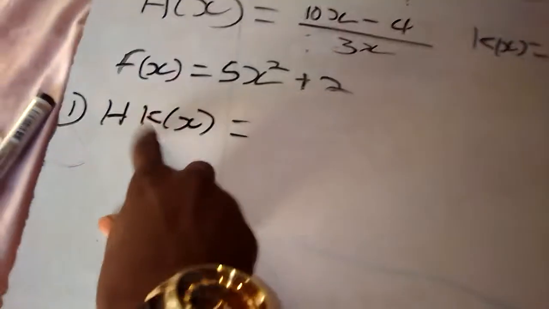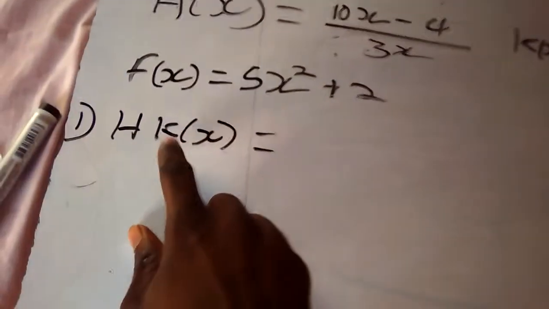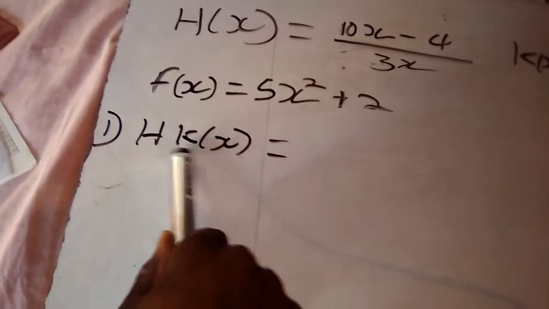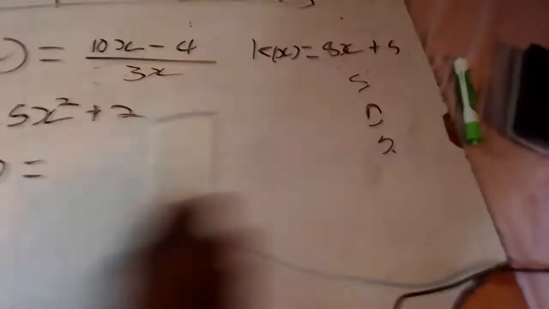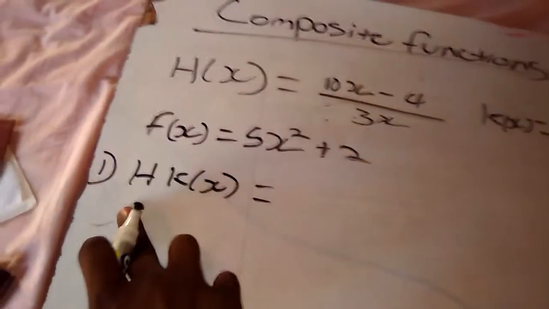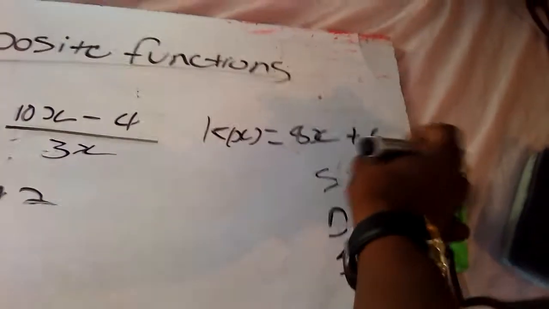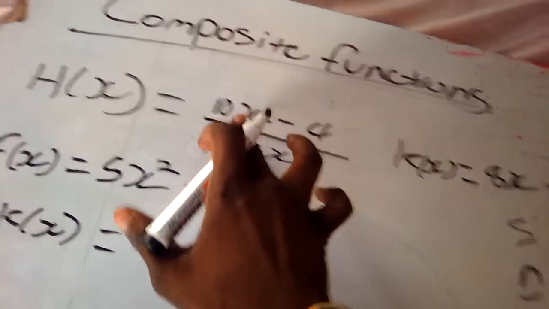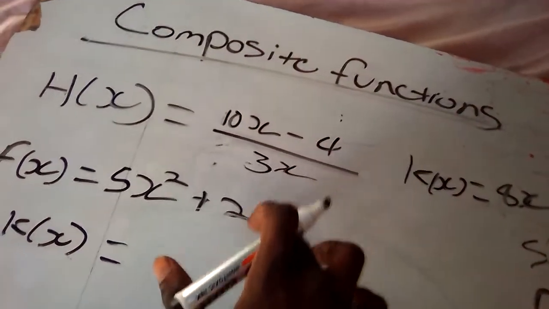Right, so the person who said you put h into k of x, you're wrong. And the person who said you put k of x into h, you're correct. In reality, all you do is take the function k of x and put it inside the function h. K of x is 8x plus 5. So again, we need to put k of x into h, and h is 10x minus 4 over 3x.